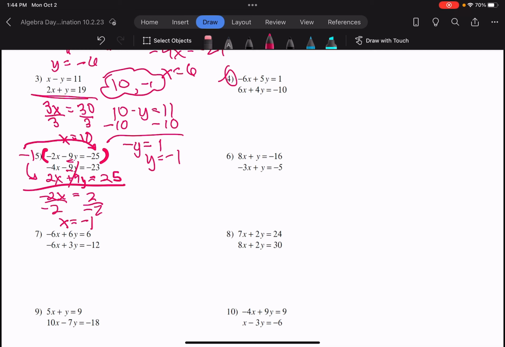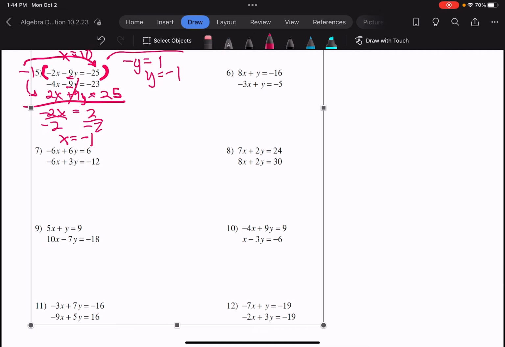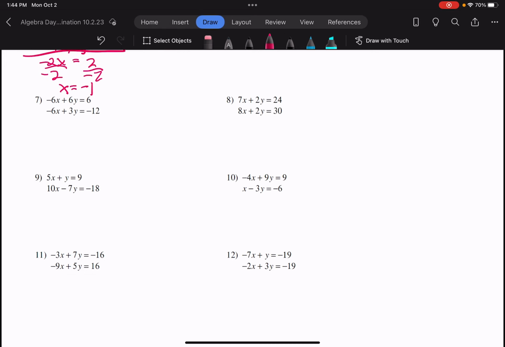I'm going to model one more with number 7, and then I'm going to show you 9, 10, 11, and 12, because those are a little bit different, and so I'm going to give you a little bit of help on those.